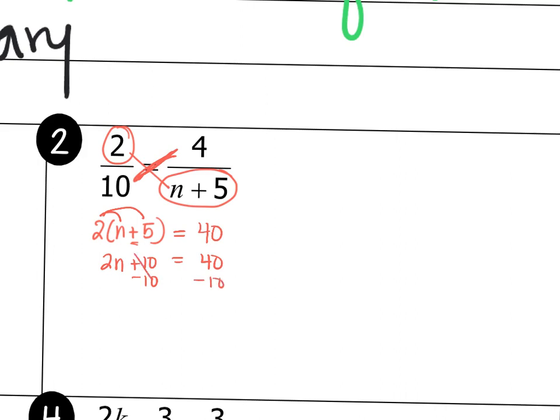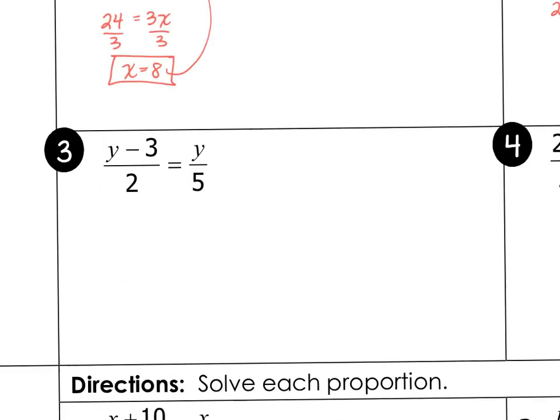Subtract 10 from both sides. 2n is equal to 30, and divide by 2 to get n is 15. Again, to check your work, you can plug 15 in for n and check that the cross products are equal. 15 plus 5 is 20, 20 times 2 is 40, and that definitely equals 40.